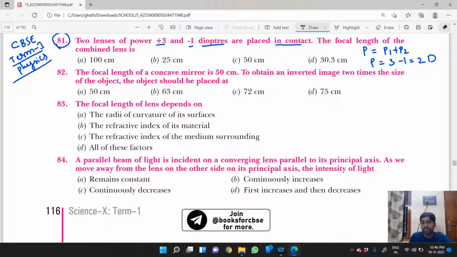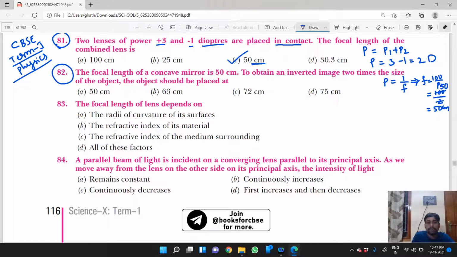We know power is nothing but the reciprocal of focal length. When we require the focal length in centimeters, we change this formula as f is equal to 100 upon P. So 100 upon 2 is nothing but 50 centimeters. So we will go with the answer 50 centimeters as the correct answer. Next, question number 82.